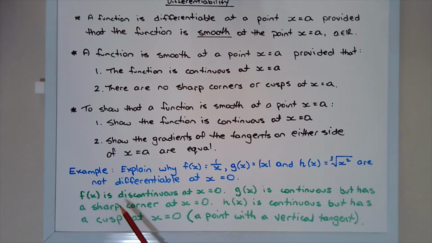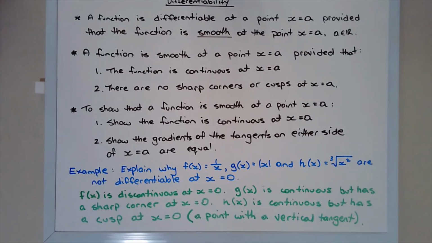Now, f of x is discontinuous at x equals 0. That's a hyperbola, the y-axis is the vertical asymptote, there's a clear break. So therefore, automatically, f of x is not continuous at x equals 0, therefore it's not differentiable. We cannot find the derivative at that point. Now, g of x, this absolute value function here, is continuous, but has a sharp corner at x equals 0. So therefore, it is not differentiable at x equals 0.